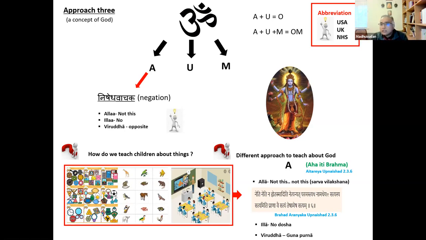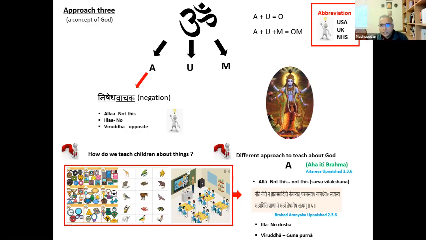Like abbreviations such as USA, which is United States of America, UK, United Kingdom, NHS, National Health Service. We have all these kinds of abbreviations all around us. Similarly, Om is also an abbreviation. How does that abbreviation evolve? You have these vowels, A, E, U, and all that. Two vowels, A and U, when they combine together, they become O in Sanskrit.